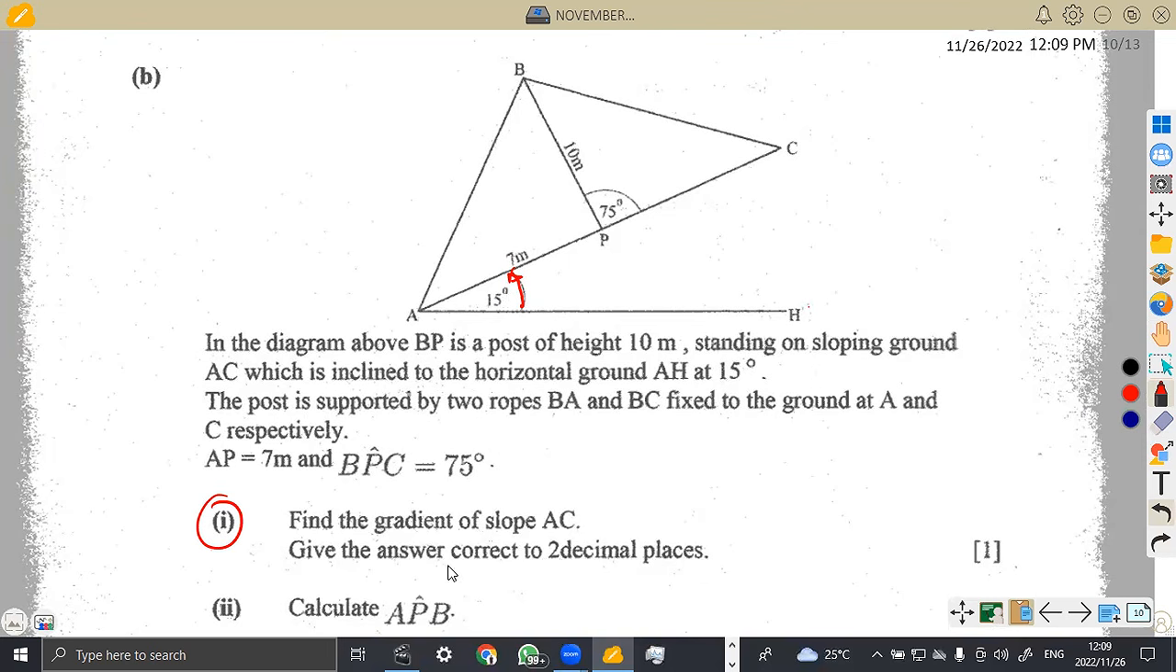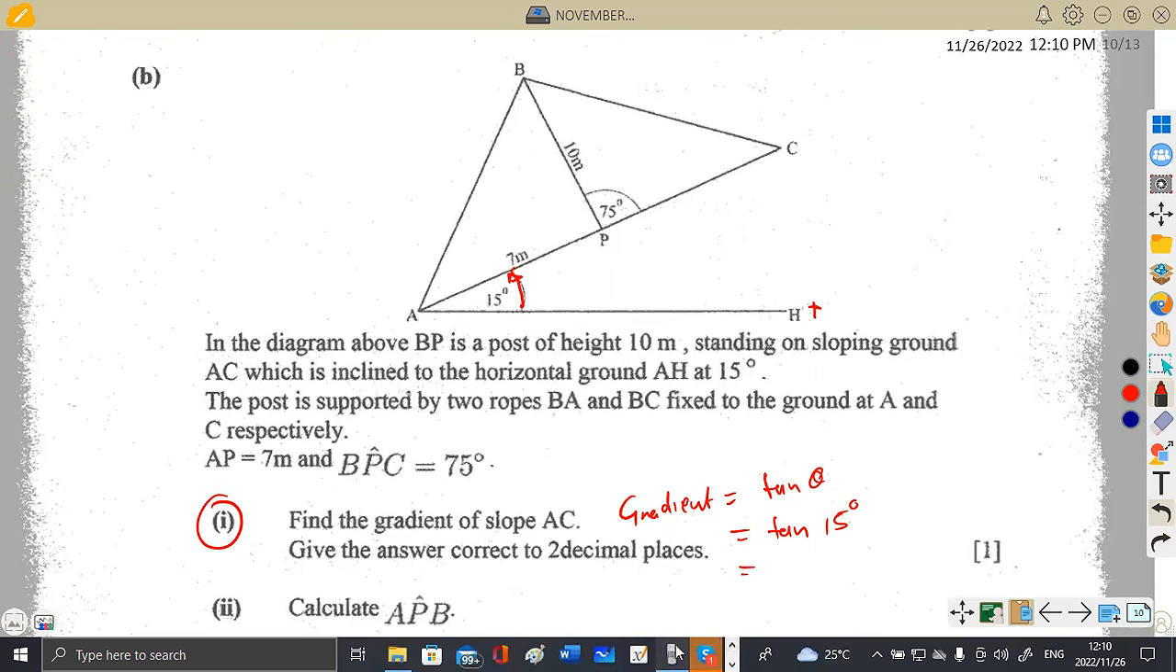This part was a challenge for most of us because we never talked about it, but whenever you are given an angle, gradient is equal to tan theta. That's it. So that is tan of the angle between the line and the horizontal line. It must be measured from the positive horizontal line. So that was your answer, tan 15.